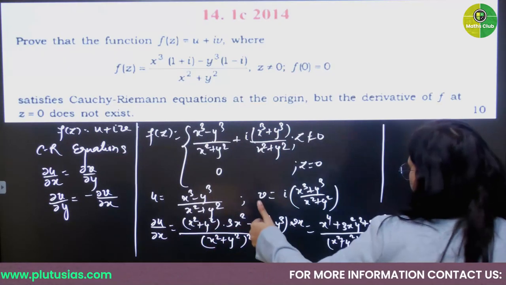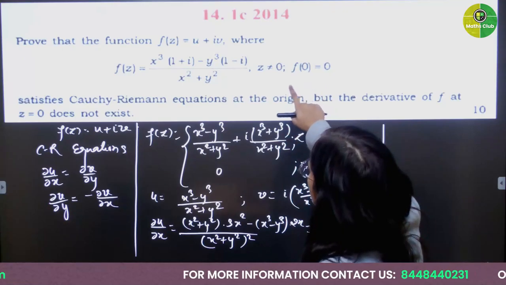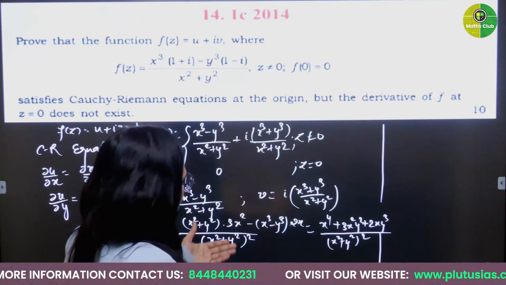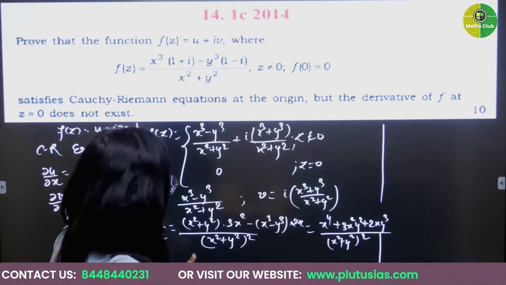So this is your partial derivative of u with respect to x, but we need to check the CR equation at the origin. So what would happen at the origin? How would you find it out at the origin? Can you find it?